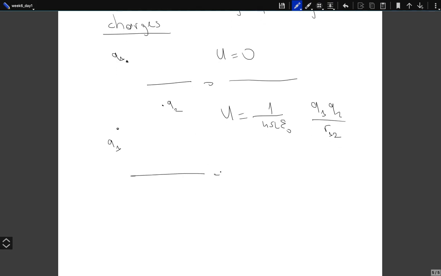Now, if we have 3, q1, q2, q3, well, the potential energy is nothing but the amount of work that we have to do in order to bring these charges from infinity. To bring the first charge from infinity, we didn't need to do any work. Now, to bring the second charge from infinity, well, we need to do this much work. So let me write the total potential energy.